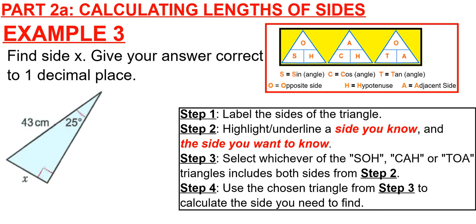Last example, we need to work out side x yet again. So first step, label. The more you do these, the quicker you'll become. Opposite the angle is x, longest side is the 43 centimeters, the one that's left is a. Highlight the side we do know, which is the 43 for H. Highlight H in the magic triangles. We want to know X, which is the opposite side. Once again, we see that the SOH triangle gives us the most information. So yet again, we're using SOH.